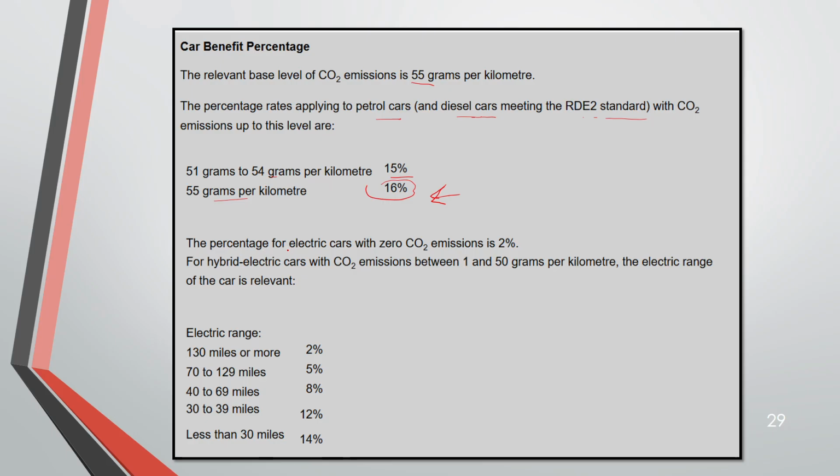The percentage for an electric car with zero emission is 2%. These percentages, in case you forgot, it's okay, will be given to you in the exam. And hybrid cars with CO2 emission between 1 and 50. This is the range. They have given you the electric range: 130 miles or more, 70 to 129, 40 to 69, 30 to 39, and less than 30. The lesser the miles, the greater the percentage. The miles keep reducing, the percentage keeps increasing.